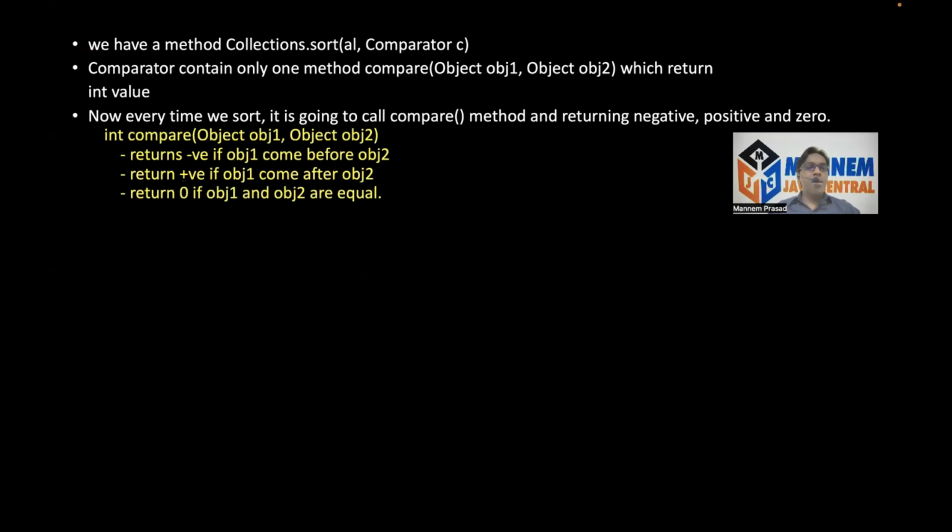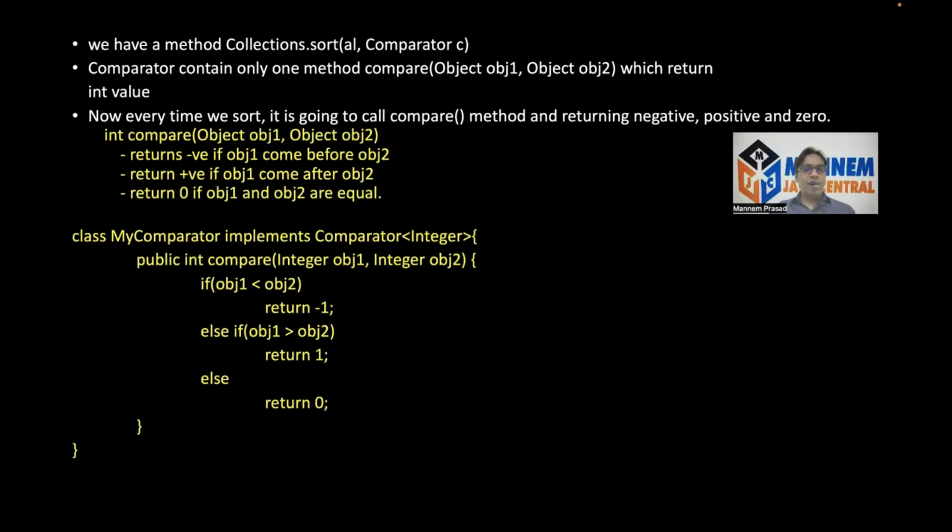See, if the compare method returns a negative value, then we can understand that obj1 comes before obj2. And if the same compare method returns a positive value, we can understand that obj1 is coming after obj2. If the same compare method returns 0, obj1 and obj2 are equal. So based on the values returned by the compare method, it is sorting all the objects which are present in the array list.